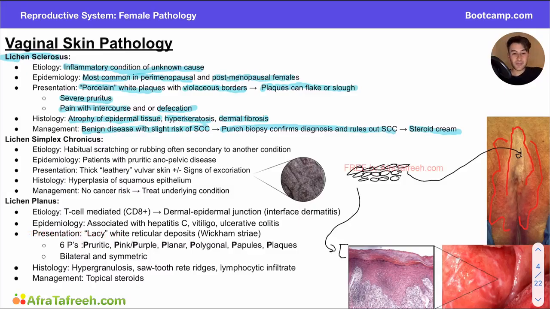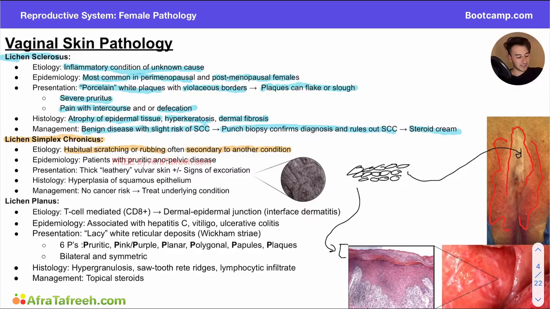Let's move on now to talking about lichen simplex chronicus, which is going to be all about itching, and it's specifically going to be itching due to a secondary cause. So our etiology here is going to be habitual scratching or rubbing, and this is going to be secondary to another condition. Other conditions that I'm thinking about could be like eczema or a fungal infection like Candidal intertrigo. Perhaps someone is having an allergic reaction to some type of clothing that they're wearing chronically. These are all underlying conditions that could lead to chronic itching.